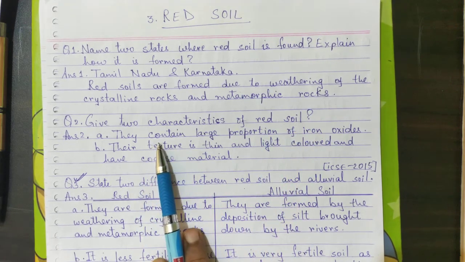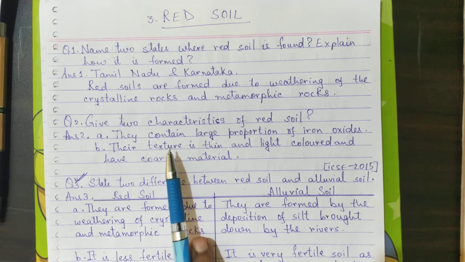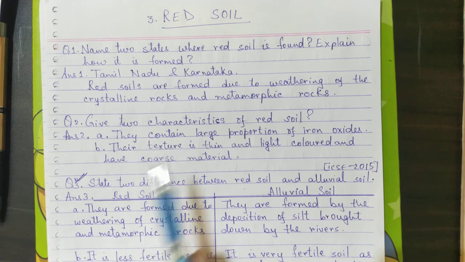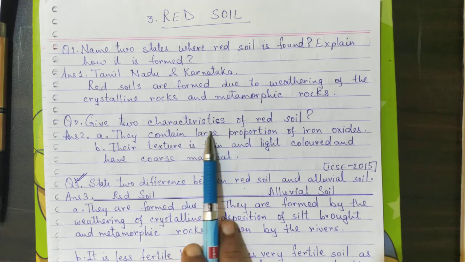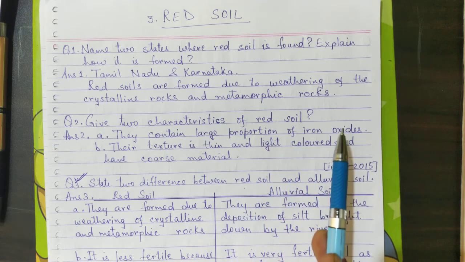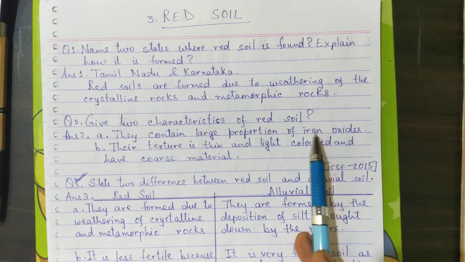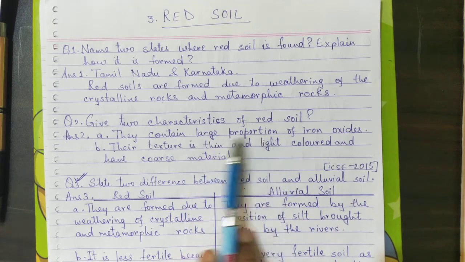Then, I told you two characteristics of each soil is very important. So please learn two characteristics of each soil. Any questions may be asked regarding the characteristics of red soil or regarding the characteristics of black or laterite or alluvial soil. Let us see the characteristics of red soil.